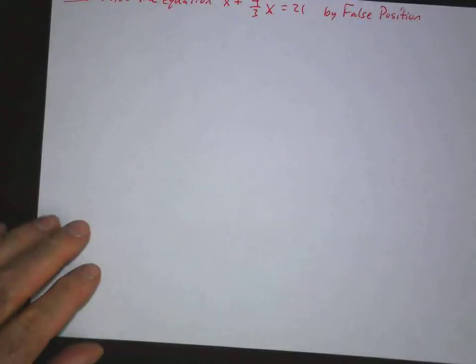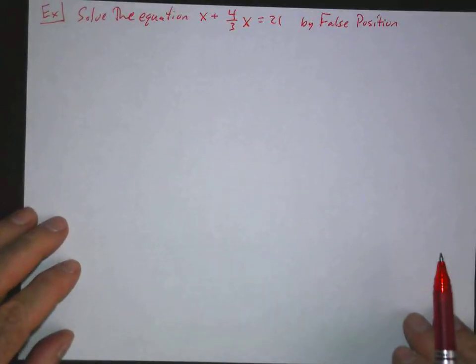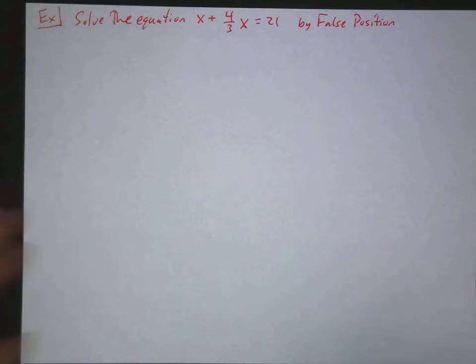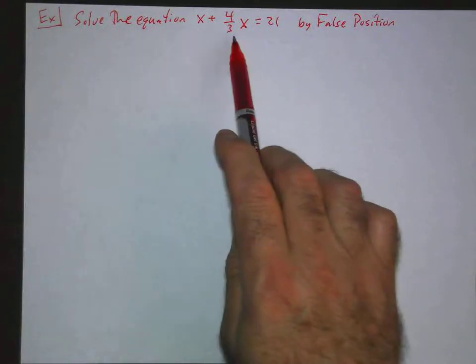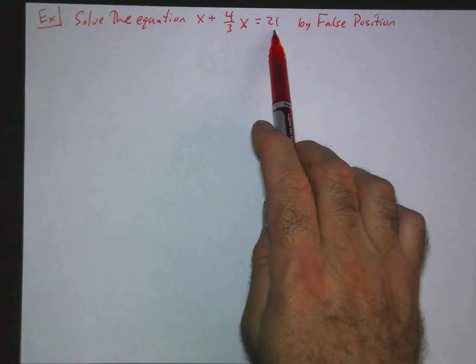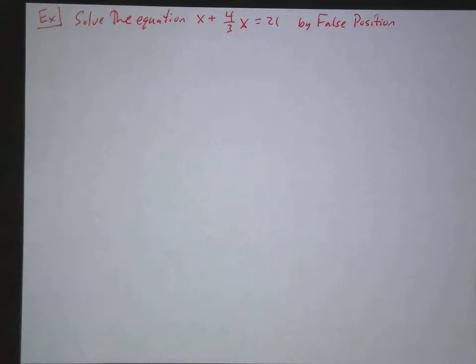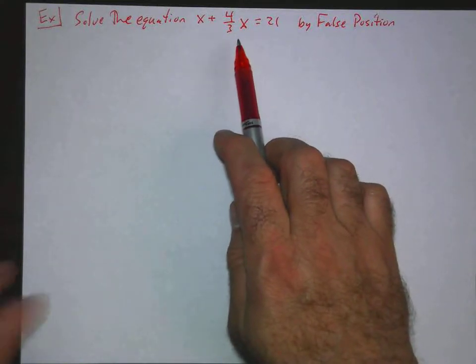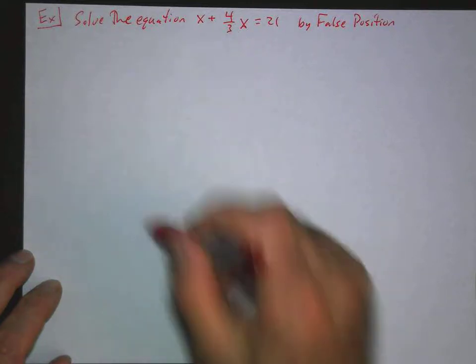Now, let's do an example. Solve the equation x plus 4 over 3 times x equals 21 by false position. The first step is prime the pump by making a guess at the value of x. And the insightful guess is going to be a value of x that eliminates fractions from the equation. So guess what? We're going to guess x equals 3.